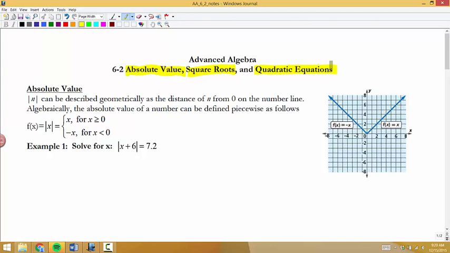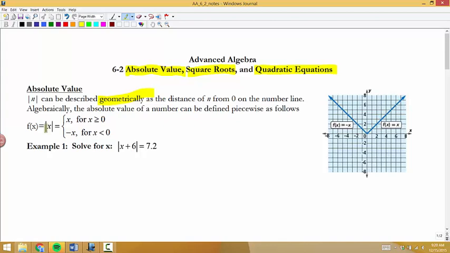So first of all, when we talk about absolute value, our first definition is really more of a geometric definition, and that is that the absolute value of n can be described as the distance from zero on a number line. But as soon as we go to two dimensions, we want to look at it algebraically: how can we define it? Algebraically, we can define it as a piecewise linear function.